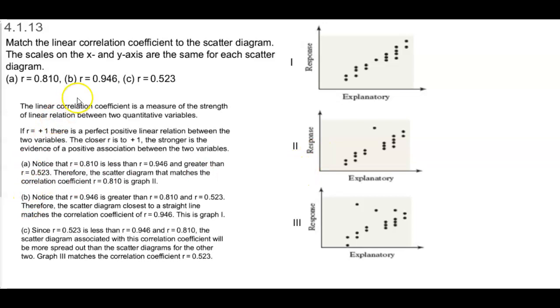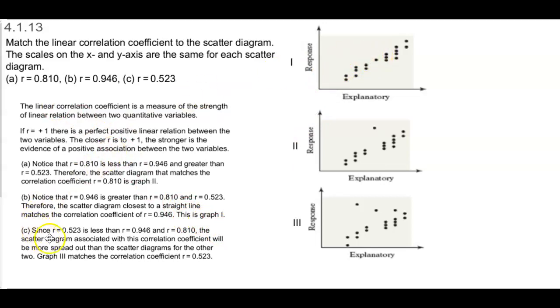Now for B, where R is equal to 0.946, we see that it's greater than R equal to 0.810 and also greater than 0.523. Therefore, the scatter diagram closest to a straight line matches the correlation coefficient of R equal to 0.946, since that number is very close to 1. So therefore, this is graph 1.